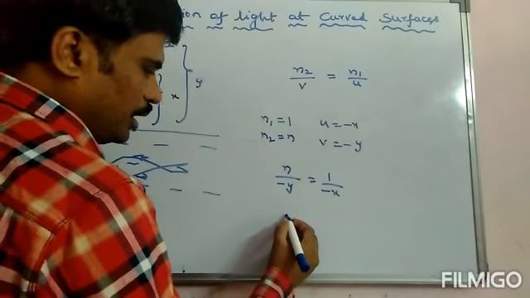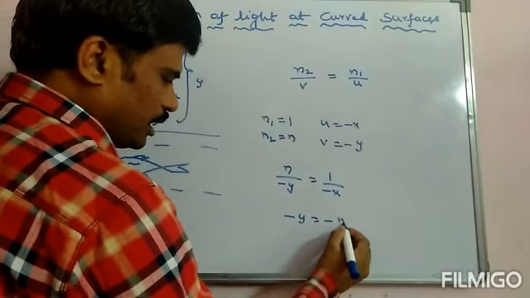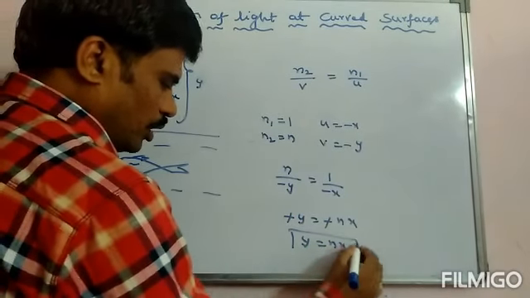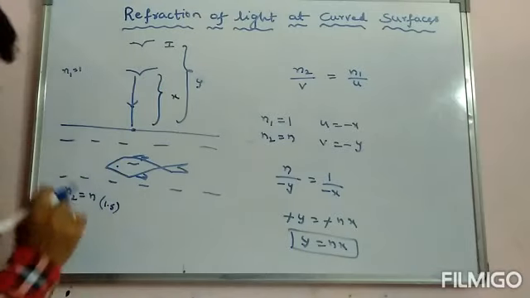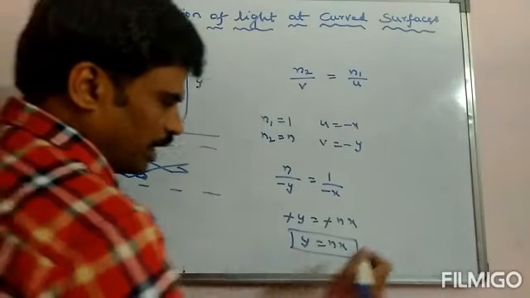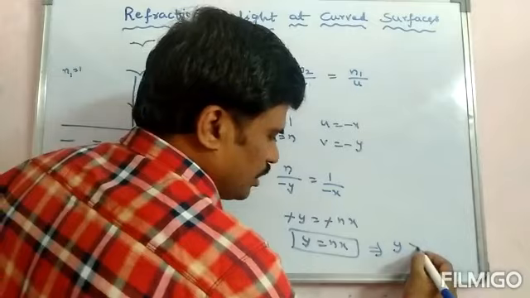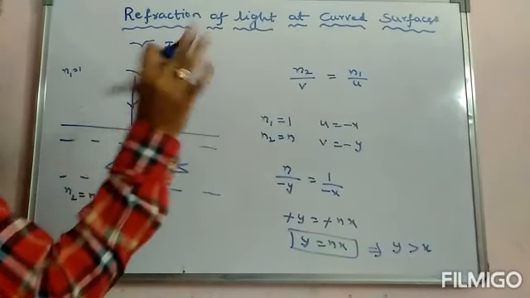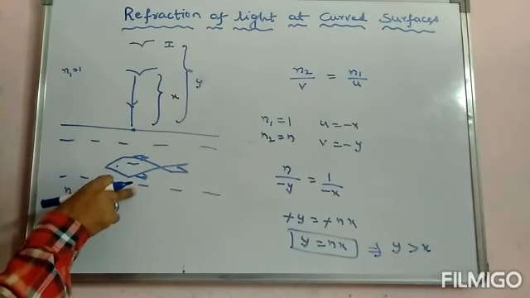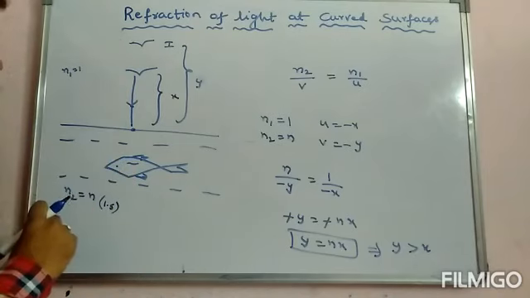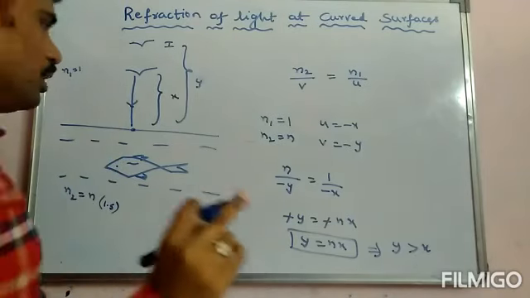If you cross multiply, you will get minus y equals minus nx, the minus signs cancel, y equals nx. You got this equation, but remember one thing: here the n value is more than 1, say 1.5. Then what will happen? You will get y is always greater than x. So we can say that for the fish, the bird will appear farther away from the actual distance.